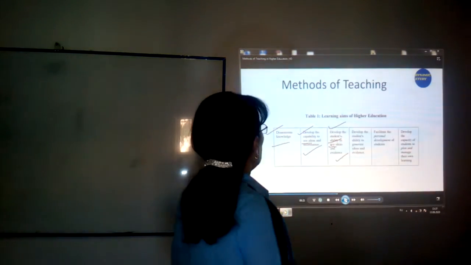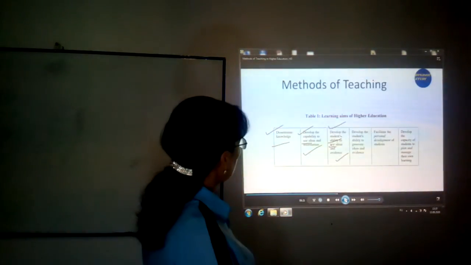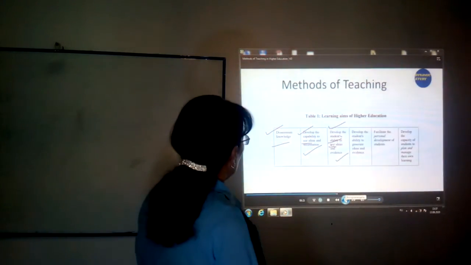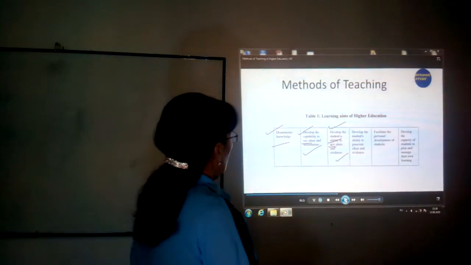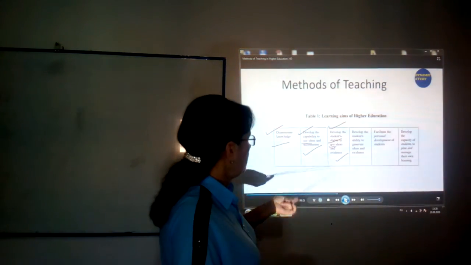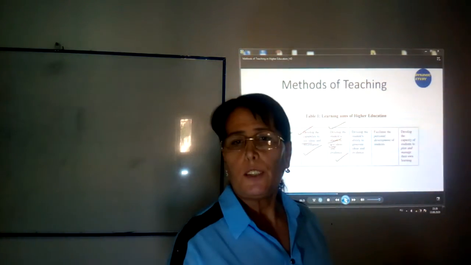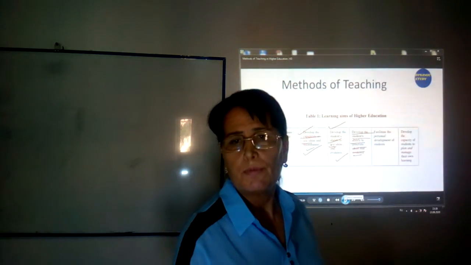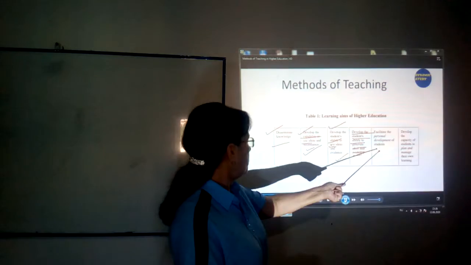And let's move on to the next table, methods of teaching. Table 1, learning aims of higher education. First, disseminate knowledge. Next one, develop the capability to use ideas and information. And the third one, develop the student's ability to test ideas and evidence. And the next one, develop the student's ability to generate ideas and evidence. And next, facilitate the personal development of students.